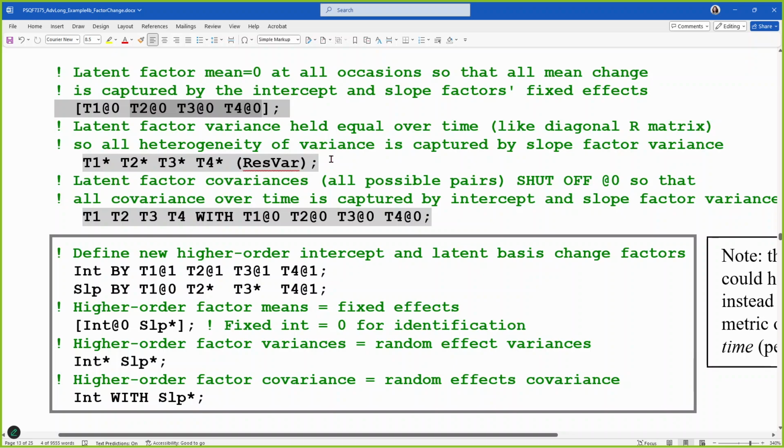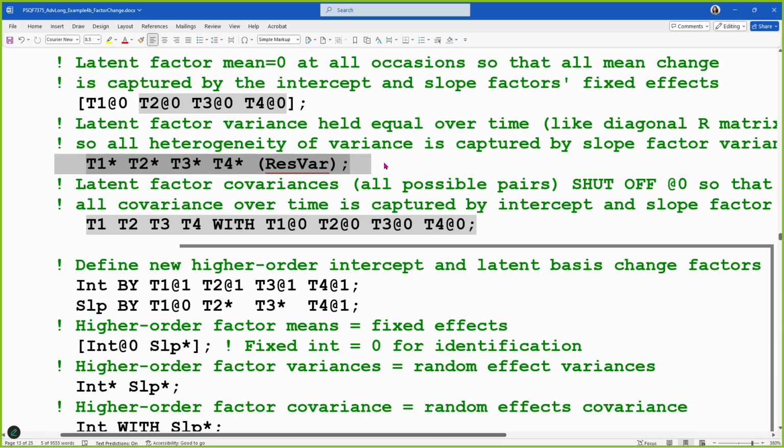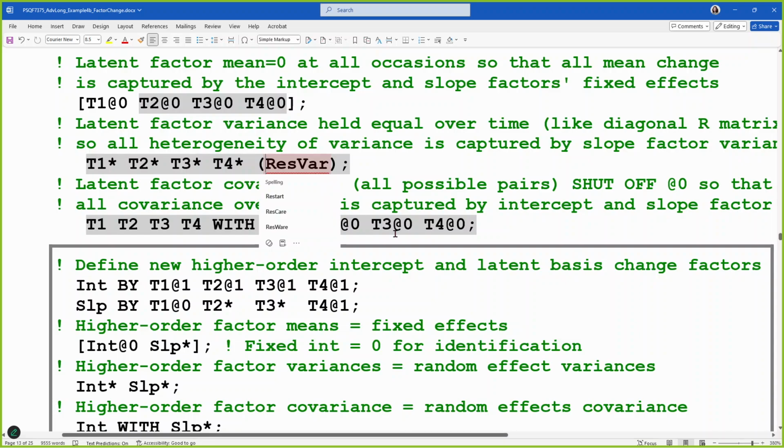They have to be. Likewise, to draw a parallel with the typical R matrix that we've been using, such as an Elmer as its default and only choice, we have the level 1 residual variances held equal over time. So these are going to be the leftover parts of the factor variance after being predicted by the random effects. So this is level 1 res var.